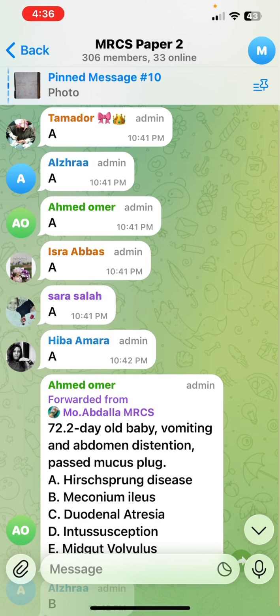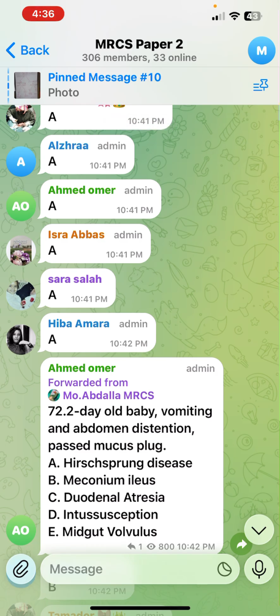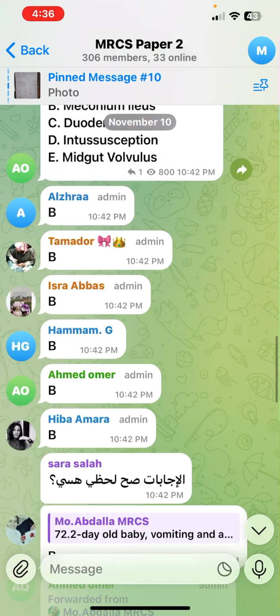A 2-day-old baby with vomiting, abdominal distension, and passing mucus. So it is a newborn of 2 days who is passing mucus and has abdominal distension. If there is cystic fibrosis, you have to think of it. Yes, this is meconium ileus, cystic fibrosis.